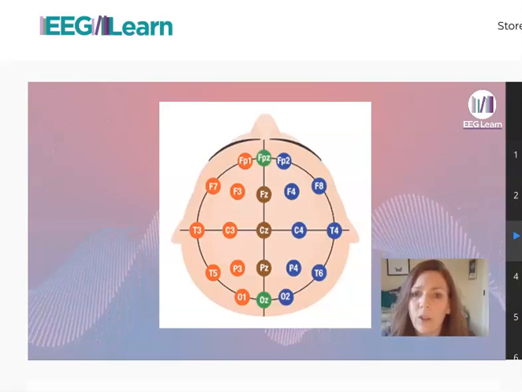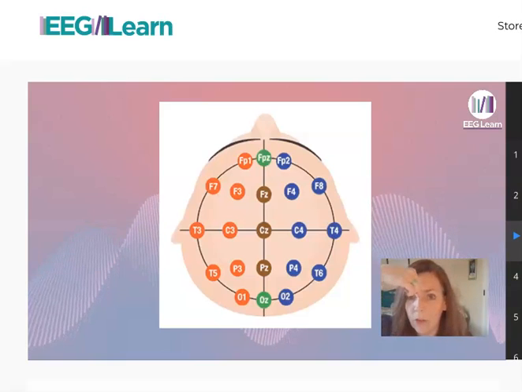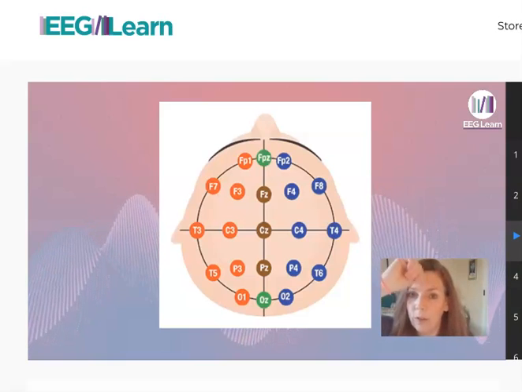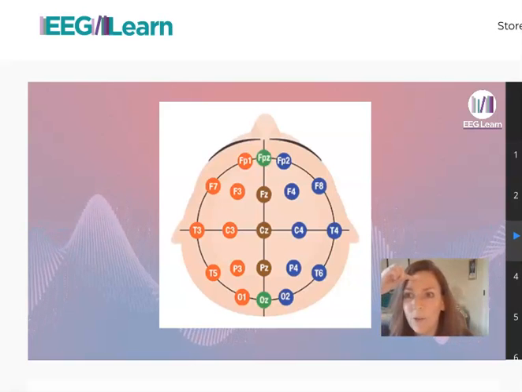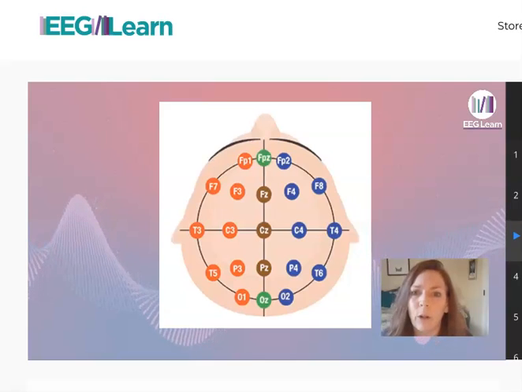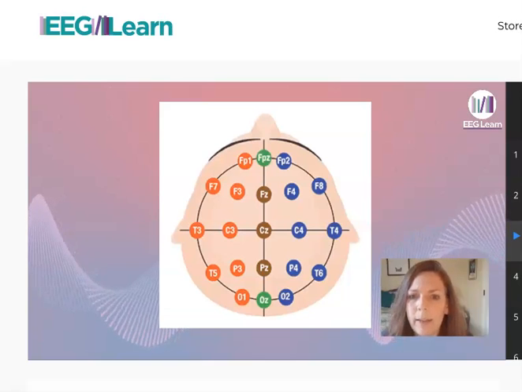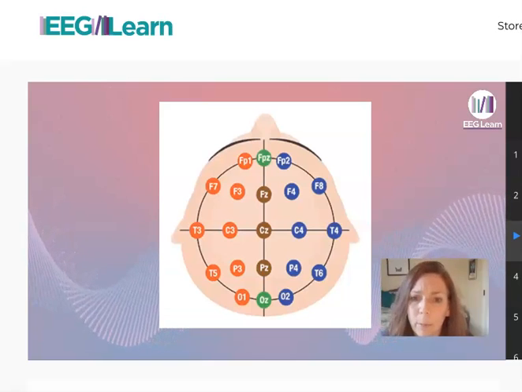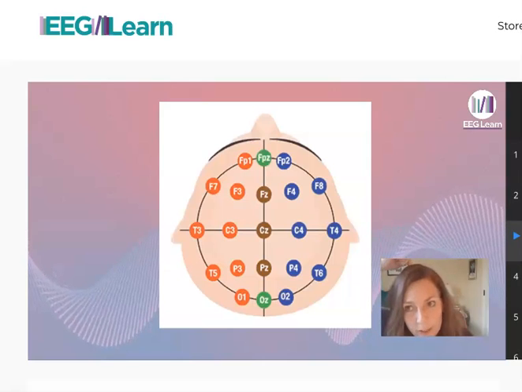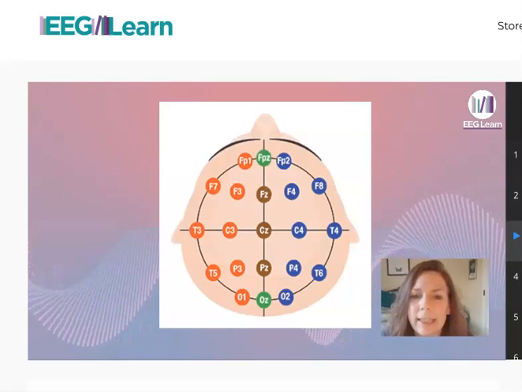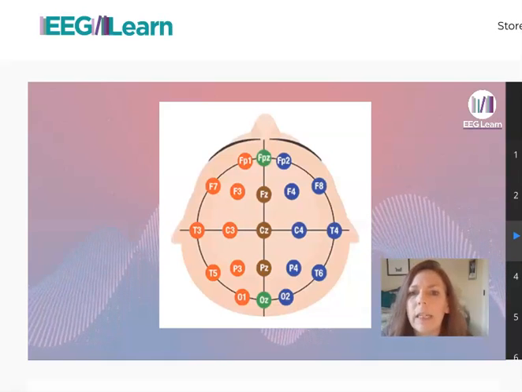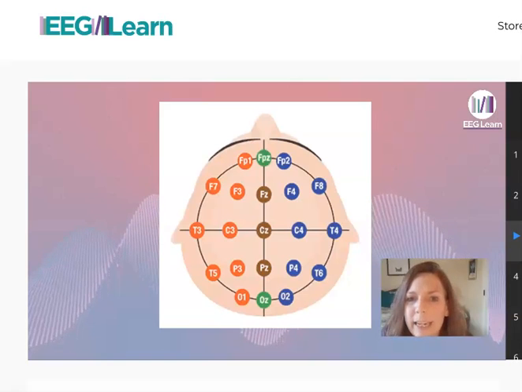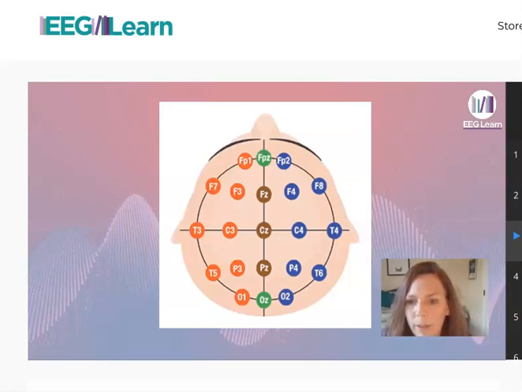Z stands for zero or midline, that imaginary line that runs from the bridge of the nose to the base of the skull. Okay, FP frontal pole, middle of the forehead. F is going to be frontal lobe. T's are our temporal lobes. P is the parietal lobe. O is the occipital lobe. CZ is that vertex, and then C3 and C4. The C's actually stand for central sites, but C3 and C4 are our best guess for where the sensory motor strip might be, too.